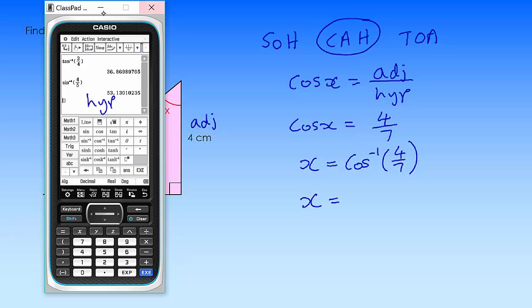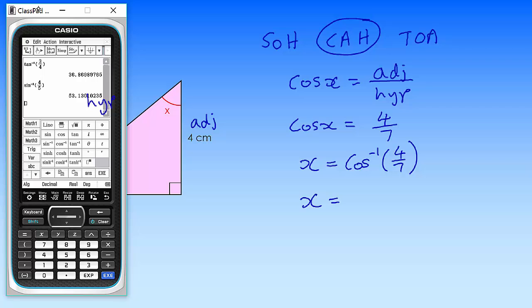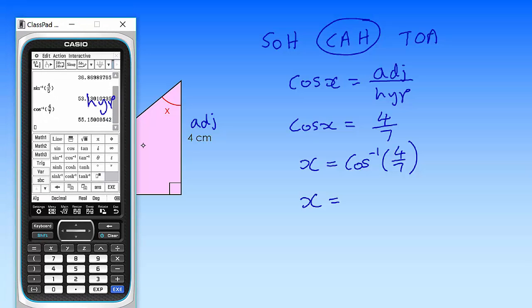So let's try and bring the calculator where we can see better. And we've got the inverse cosine of 4/7. And that gives me 55.2 degrees if I go to 1 decimal place.